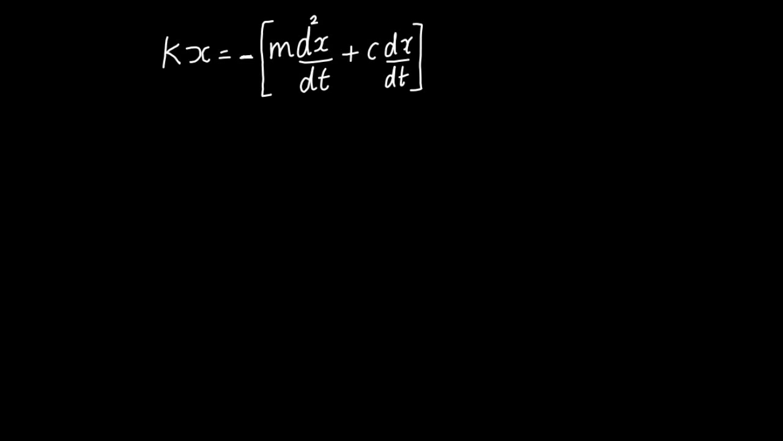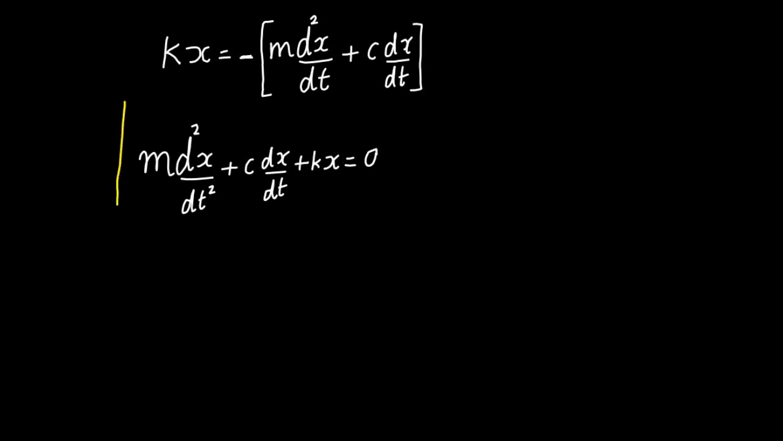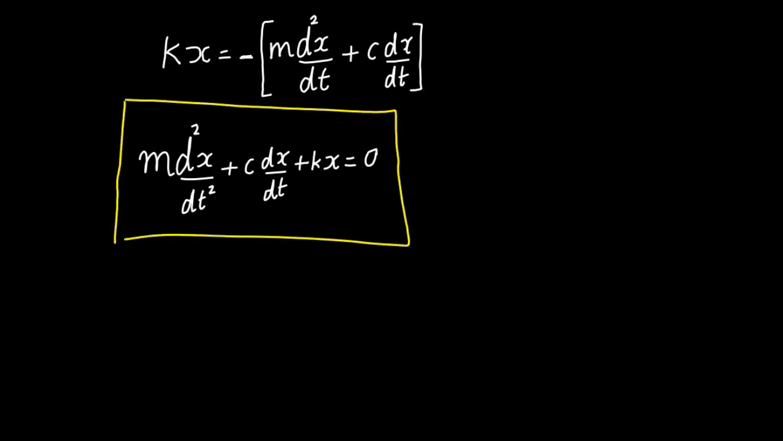If you just rearrange this equation, throw the right hand side towards the left hand side, the equation that you are actually going to get is m d square x over dt square plus c dx over dt plus k x is equal to 0. Let me put a box, and I'm going to call this the GDE, where GDE stands for the governing differential equation.